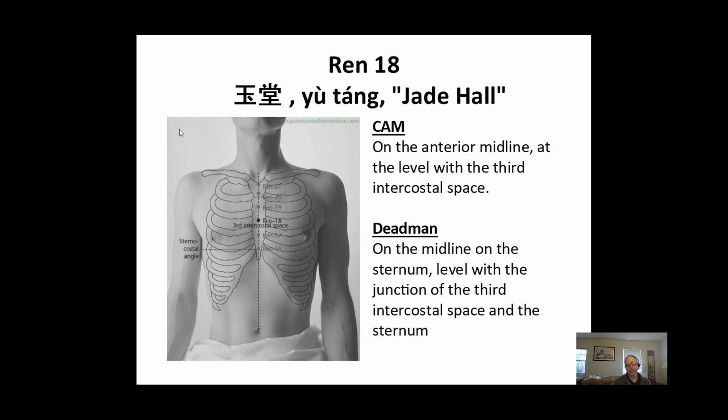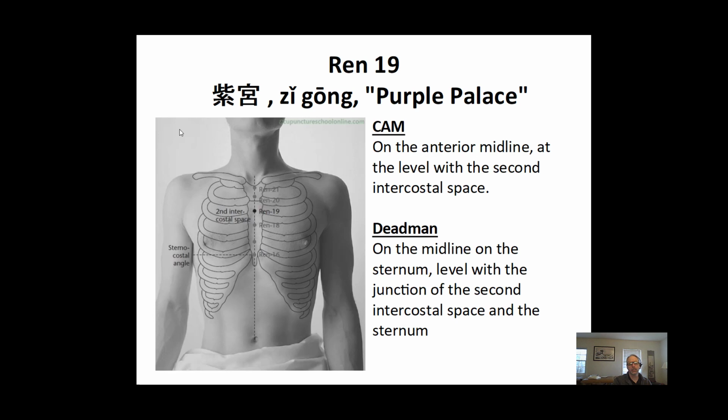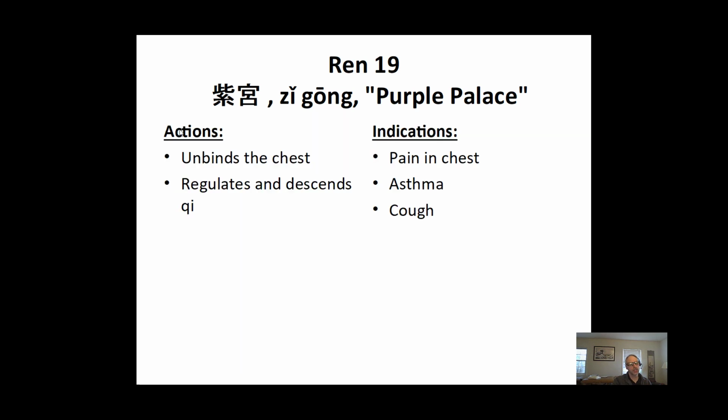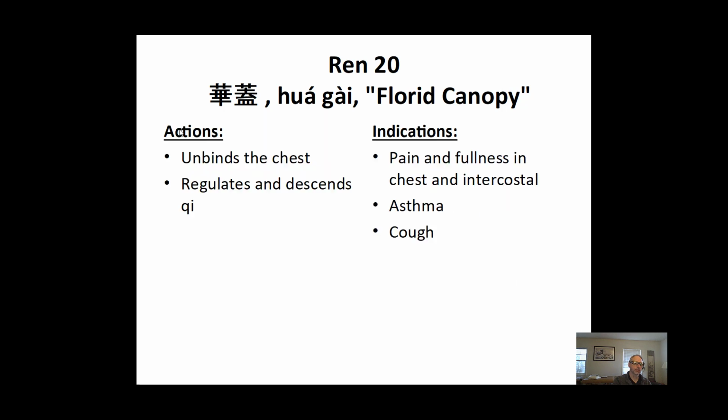Ren 18. 18 is the 3rd intercostal space. Unbinds the chest, regulates and descends qi. Again, for rebellious qi, cough, asthma, vomiting. 19 is the 2nd intercostal space. Unbinds the chest, regulates and descends qi, just like 18 did. 20 is the 1st intercostal space. Does the exact same thing as 19 and 18.